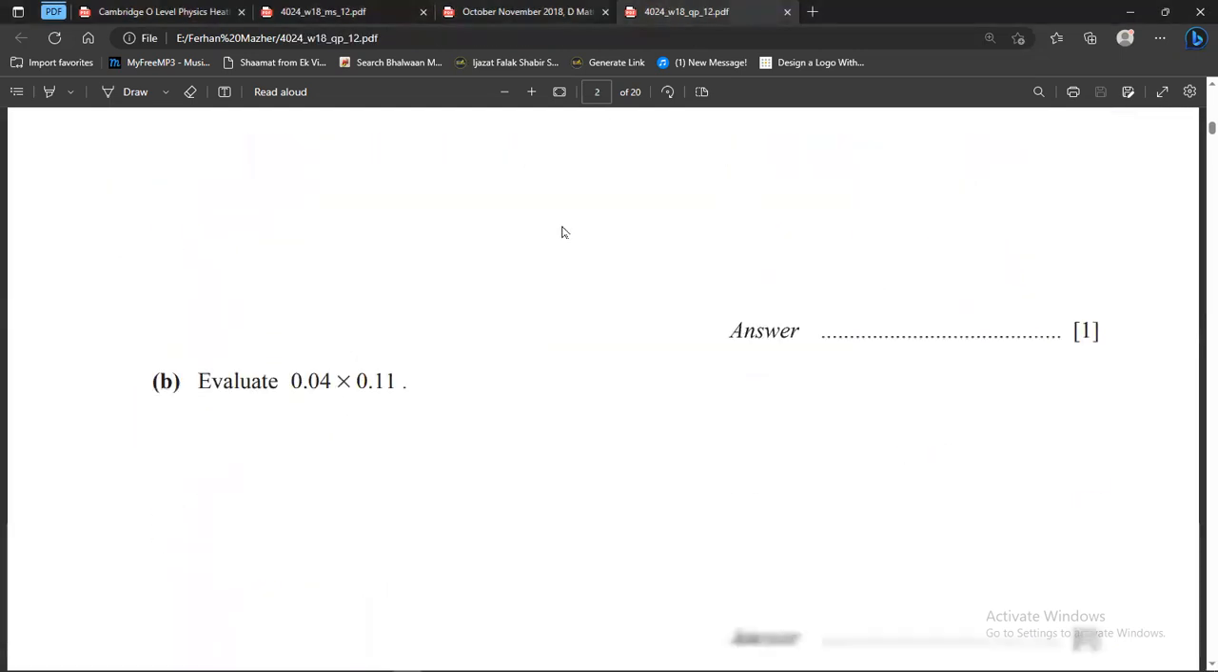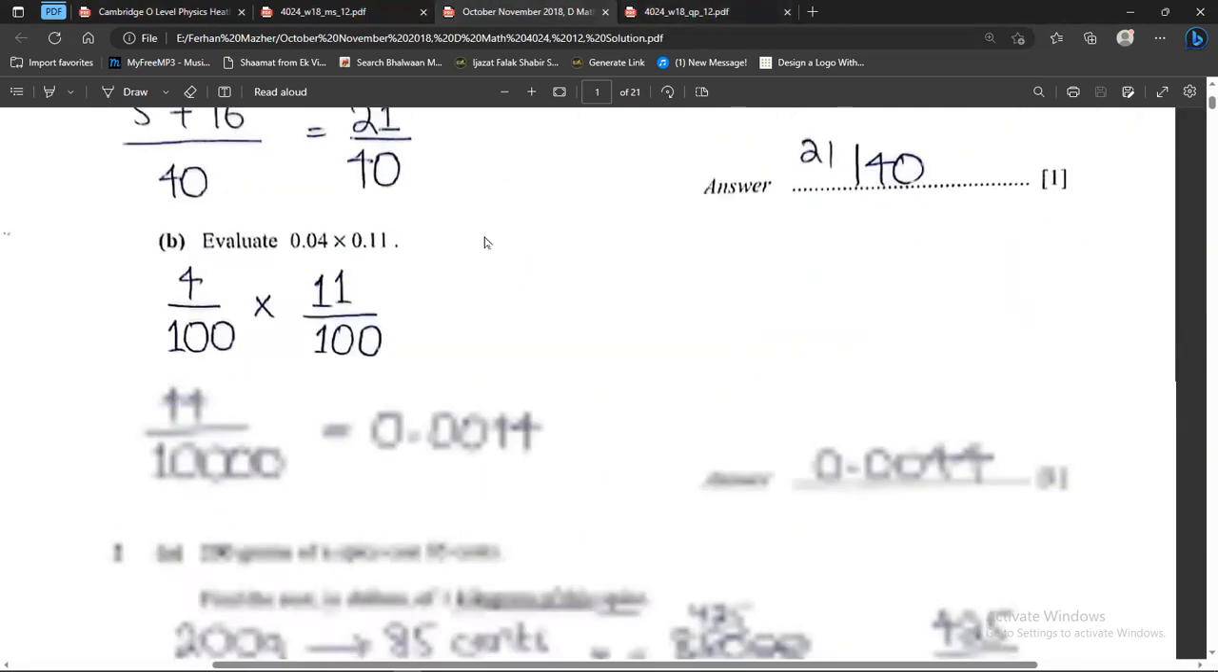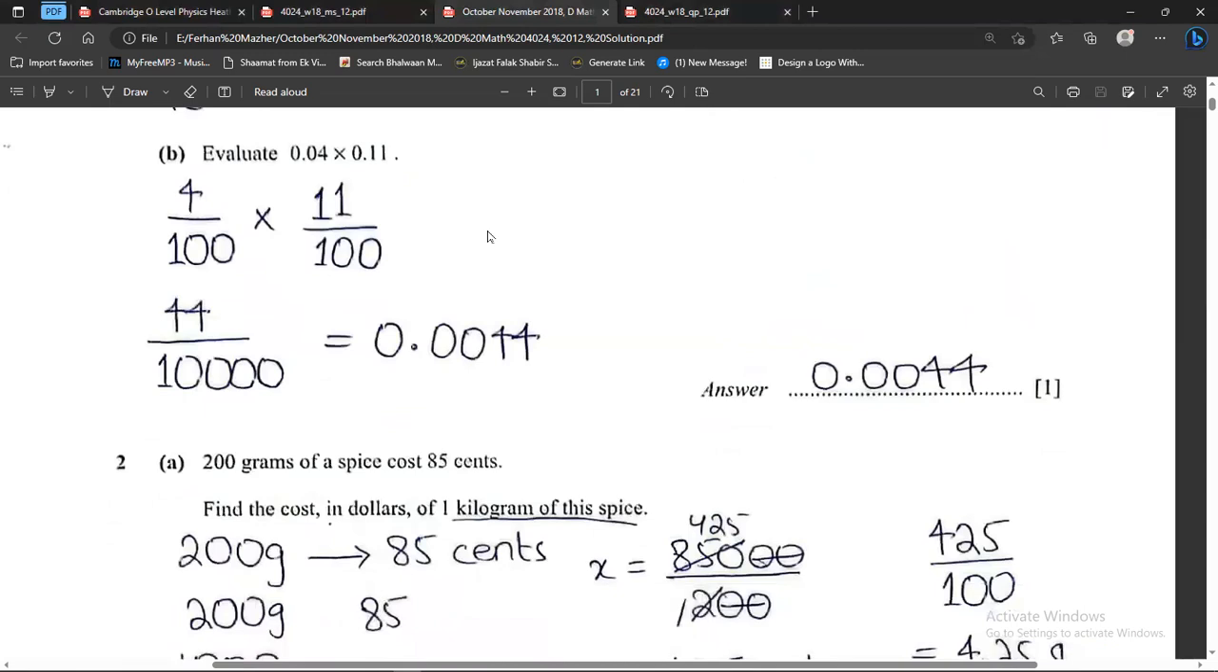The next question we have is question number 1, B part, 0.04 multiply 0.11. Here we have two decimal fractions multiplying with each other. So what I will do, I will remove their decimals. So you will have 4 by 100 multiply 11 by 100. It will become 44 by 10,000. So I will adjust the decimal, and it will become 0.0044, and this is the answer.